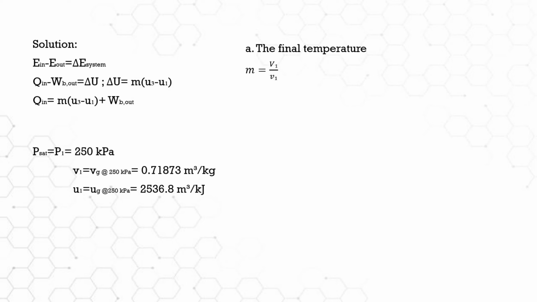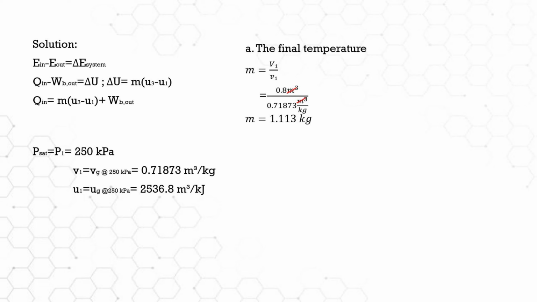In determining the mass of the vapor, we use the formula mass equals volume over specific volume at state 1. Then plug in the values. We have 0.8 cubic meter over 0.71873 cubic meter per kilogram. Cancel out the same units. We have 1.113 kilogram.